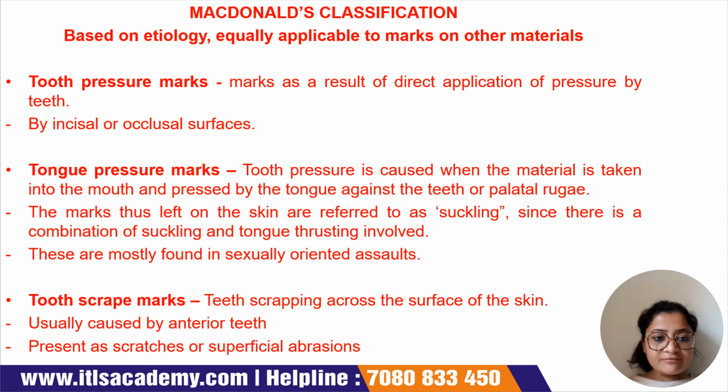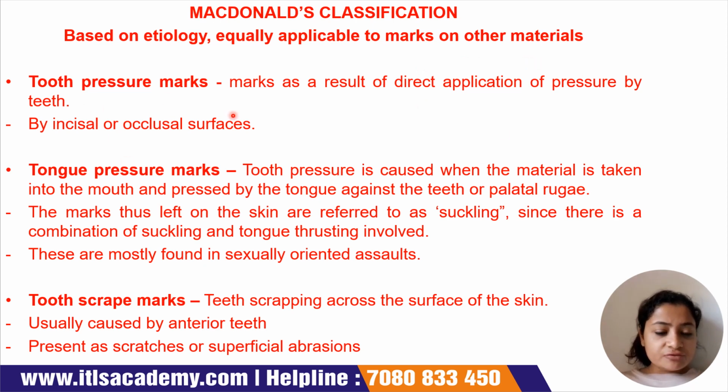Moving forward, we have the next type of classification, which was given by the scientist MacDonald, who also gave us the definition of bite mark. I already talked about it in one of the previous slides; you can just go and check. So MacDonald's classification, what is it? It is based on etiology, equally applicable to marks on other materials. Now what do you mean by etiology? Etiology is basically the cause. So what is the cause of the bite mark? Based on that, MacDonald has come up with his classification, which is equally applicable to marks on other materials.